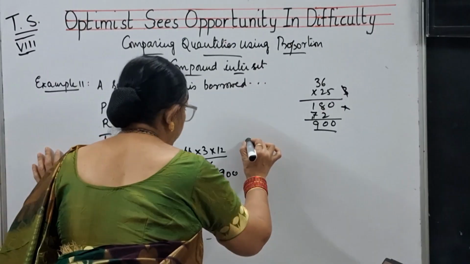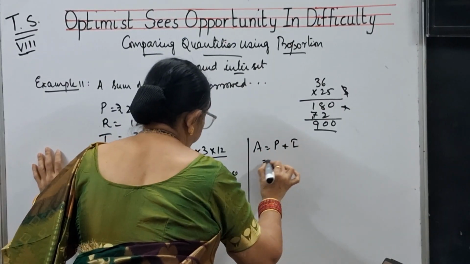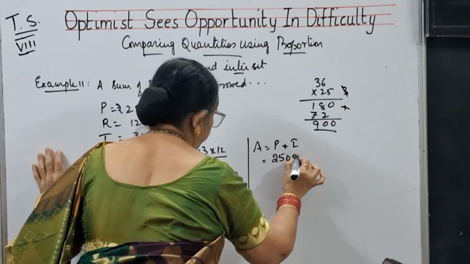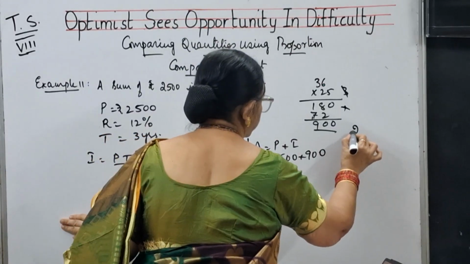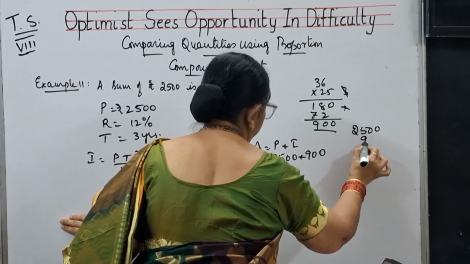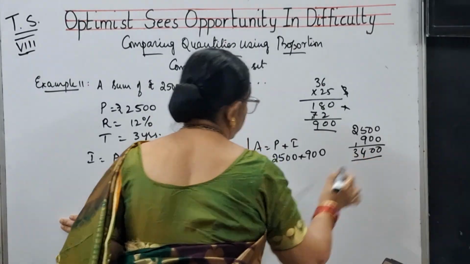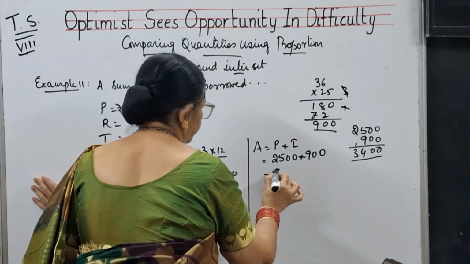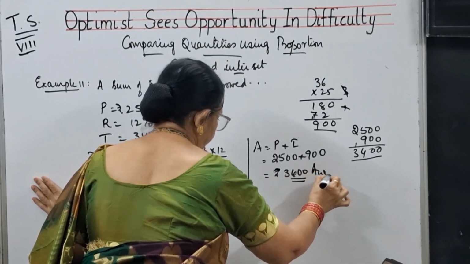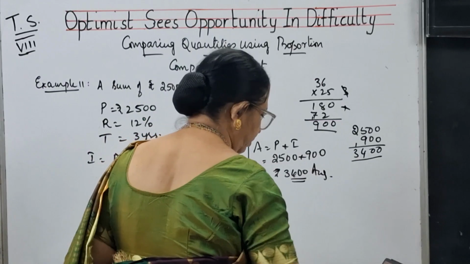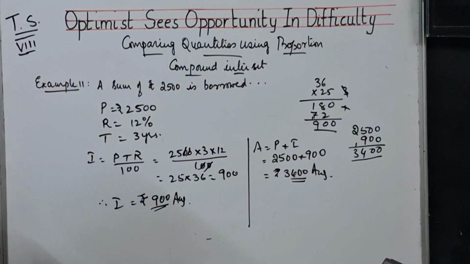Now you have to go for amount. A is equal to P plus I. P is 2500 plus 900. So how much are we getting? 2500 plus 900 is 3400 rupees. 3400 is the answer, children. So please note it down. This is example 11.